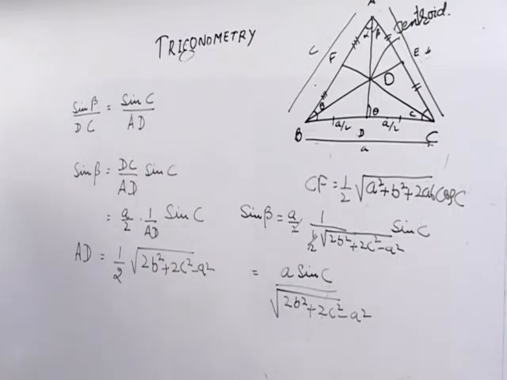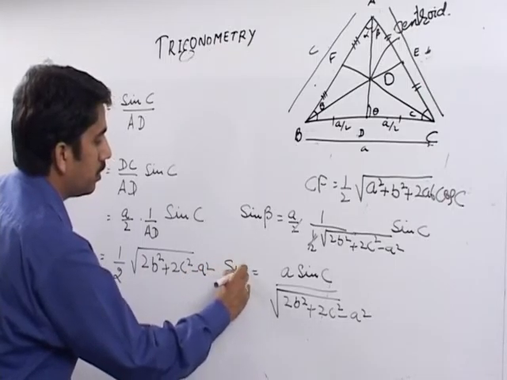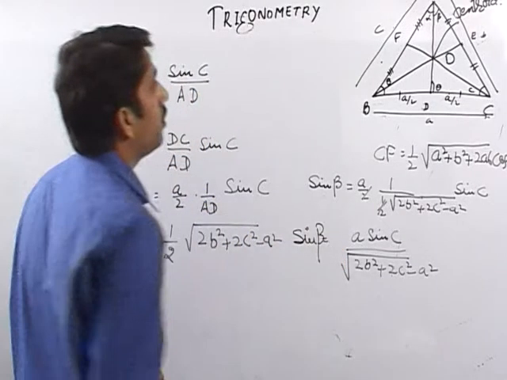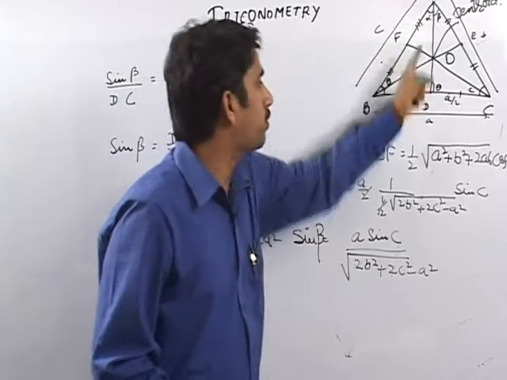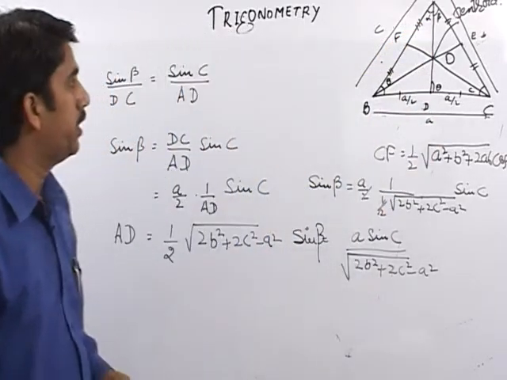So this is the angle made by this median AD with the angular point A.